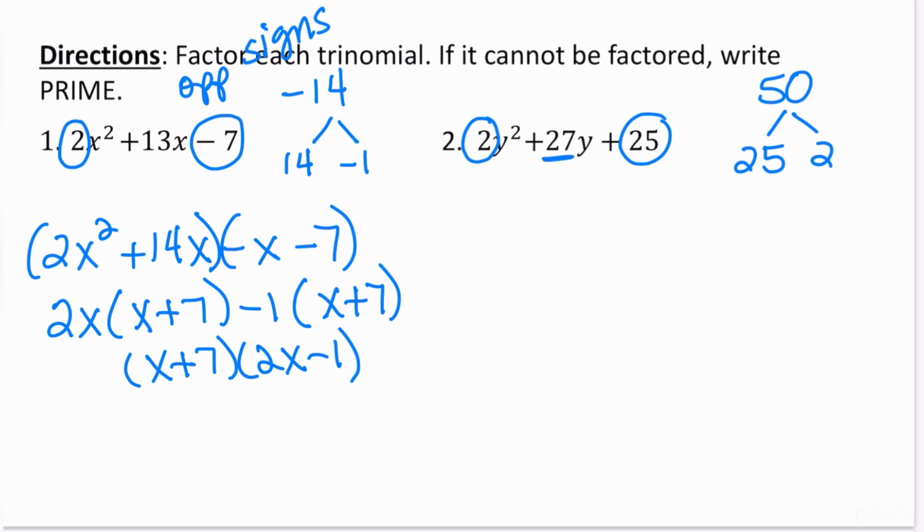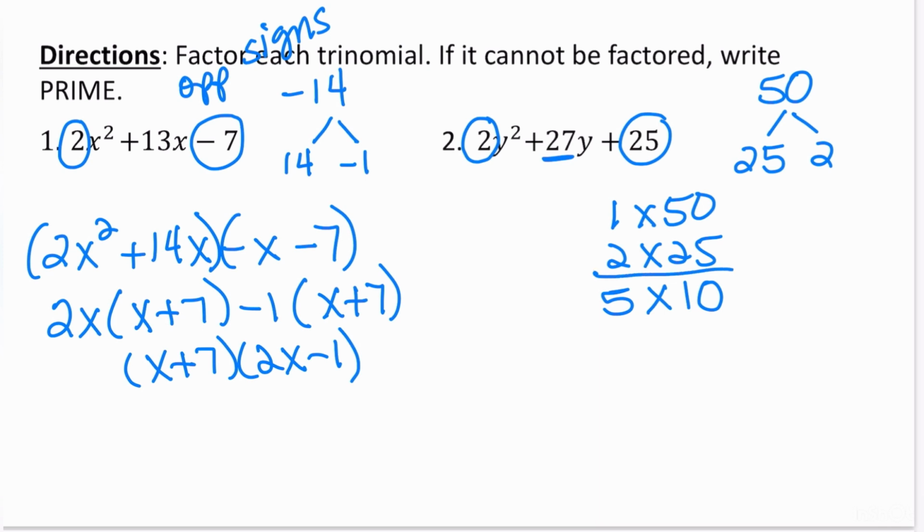So what multiplies to give me 50? 1 times 50. 2 times 25. You have to see, is 50 divisible by 3? No. Is 50 divisible by 4? No. Is 50 divisible by 5? Yes. 5 times 10. Is 50 divisible by 6, 7, 8, 9? No. So basically that's it. These are the only possible combinations.